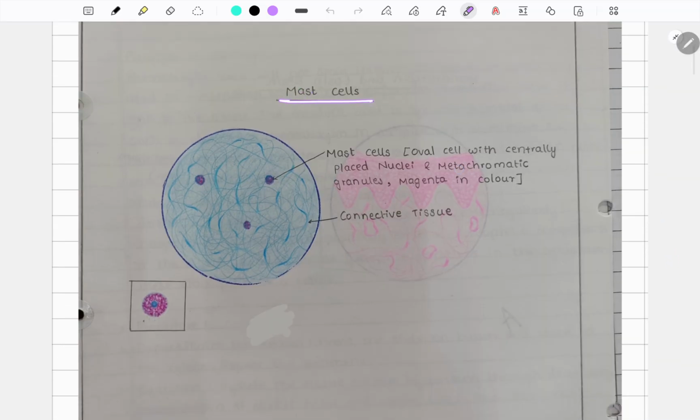Next is mast cells. Mast cell is an oval cell with centrally placed nucleus, and there are coarse basophilic granules all around it, or you can say metachromatic granules. This is the identification feature for the mast cells.